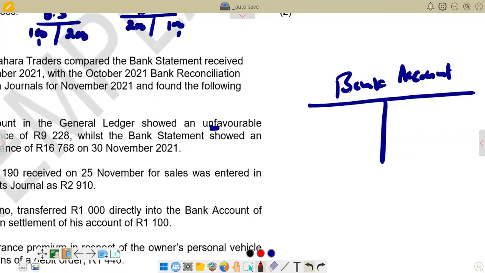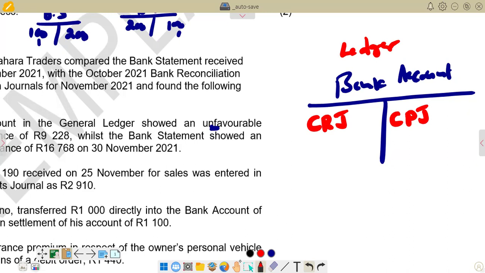So what we are saying is, in the bank account in the ledger, this is our ledger, we're going to see that all the entries in the cash receipt journal come on the debit side of our bank account in the ledger. All entries of the cash payments journal come on the credit side. So let's take note of that.